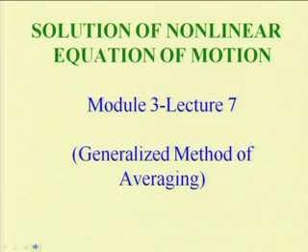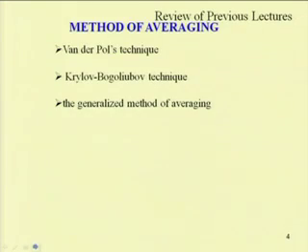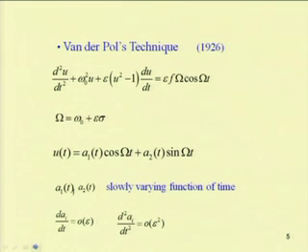In the previous class we studied two methods: one is van der Pol's technique and the other is the Krylov-Bogoliubov technique, which are part of this averaging method. The averaging method is a variational method in which we take slowly varying terms and solve the equations. The van der Pol technique was developed in 1926.